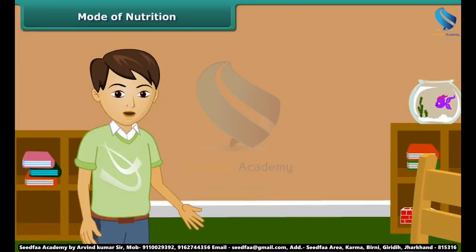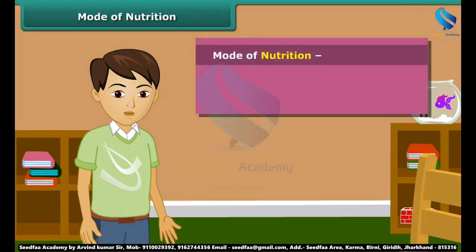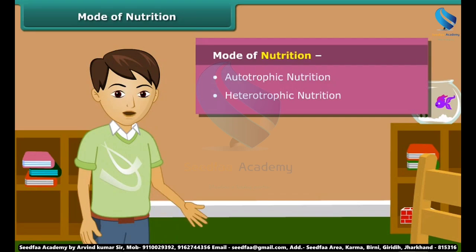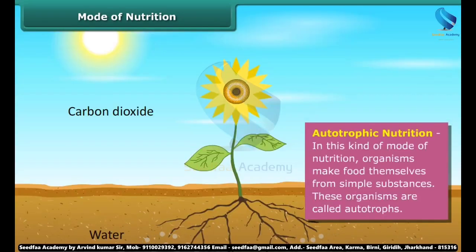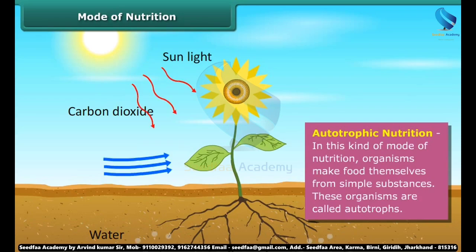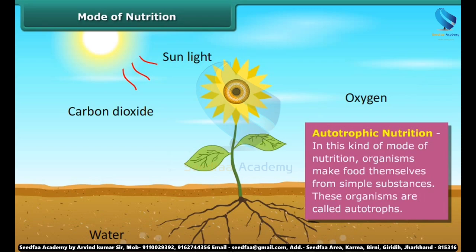Dear friends, now let's know about the mode of nutrition. There are two types of nutrition modes: autotrophic nutrition and heterotrophic nutrition. But what are they? The mode of nutrition in which organisms make food themselves from simple substances is called autotrophic nutrition, and these organisms are called autotrophs. Green plants are examples of autotrophs.